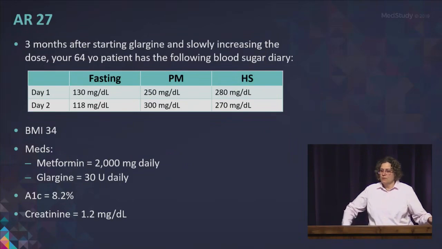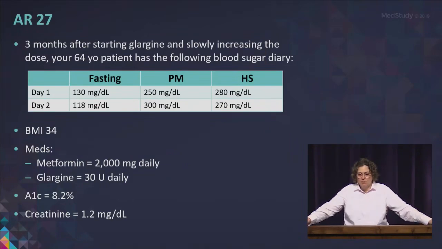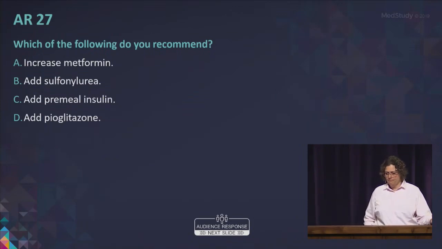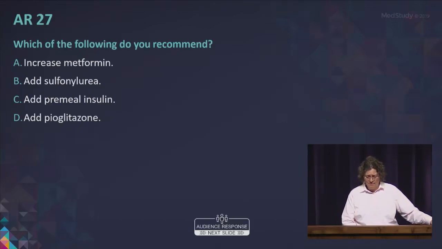So 3 months after starting basal insulin and slowly increasing the dose, your 64-year-old patient has the following blood sugars. Fasting are 130 and 118. In the afternoon, hitting 250 to 300, and before bed, fairly similar, 280 and 270. BMI is 34, so obese, currently on the metformin and the basal insulin. A1C is 8.2, creatinine is 1.2. Which of the following do you recommend? Increase the metformin, add a sulfonylurea, add pre-meal insulin, or add a TZD.